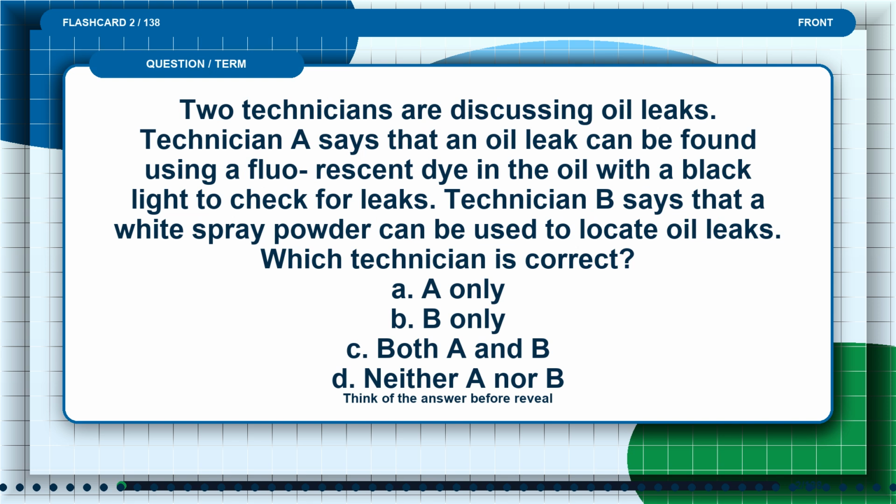Flashcard 2. Two technicians are discussing oil leaks. Technician A says that an oil leak can be found using a fluorescent dye in the oil with a black light to check for leaks. Technician B says that a white spray powder can be used to locate oil leaks. Which technician is correct? A. A only. B. B only. C. Both A and B. D. Neither A nor B. Pause and think of the answer before the reveal.